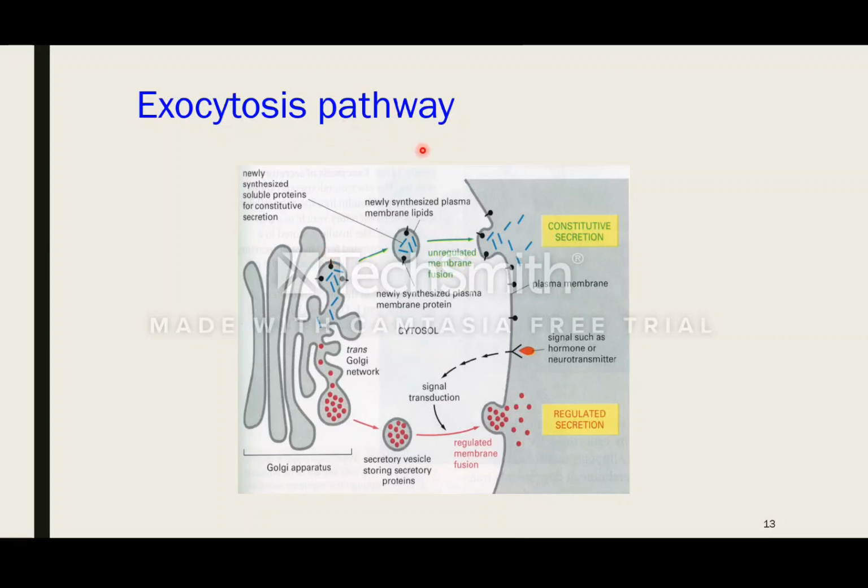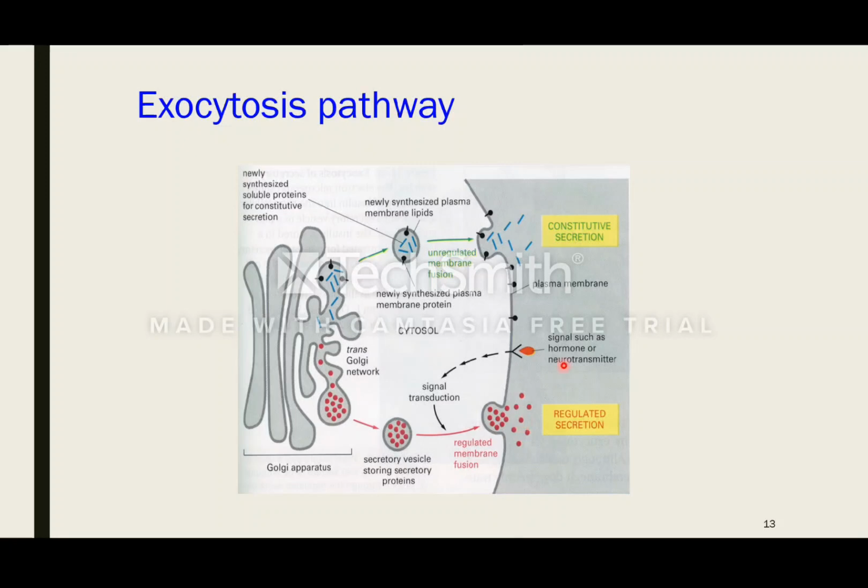Exocytosis has two pathways in the cells: regulated secretion and constitutive secretion. In regulated secretion, one signal such as a hormone or neurotransmitter attaches to its receptors, and this signal regulates the membrane fusion and the secretory vesicle is released from the cell membrane.